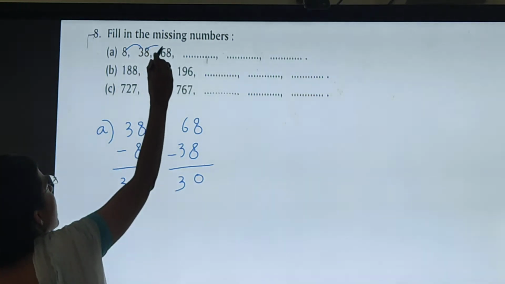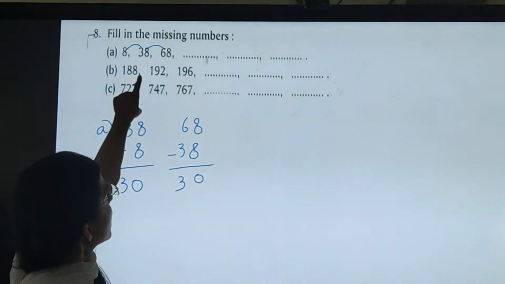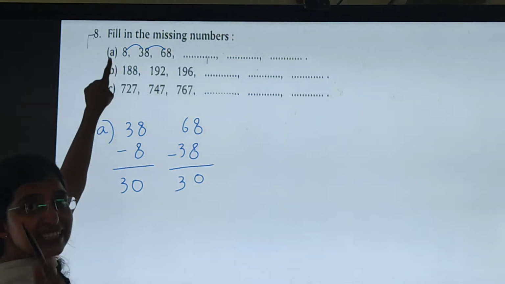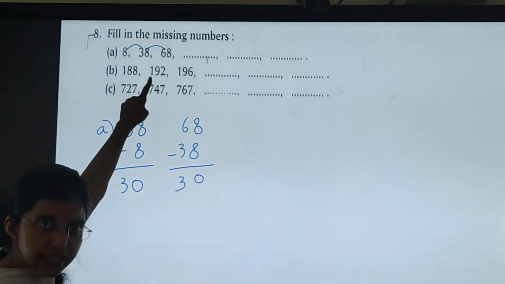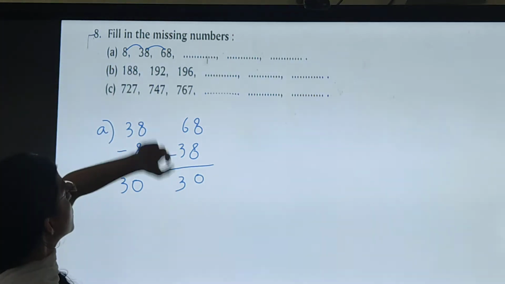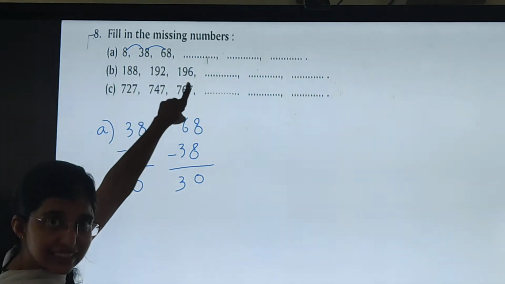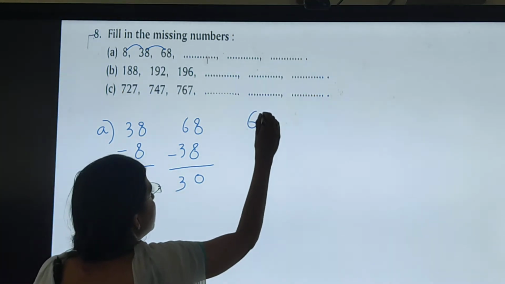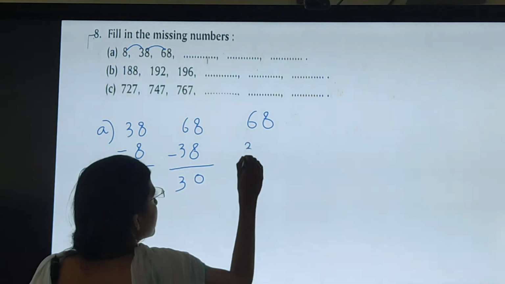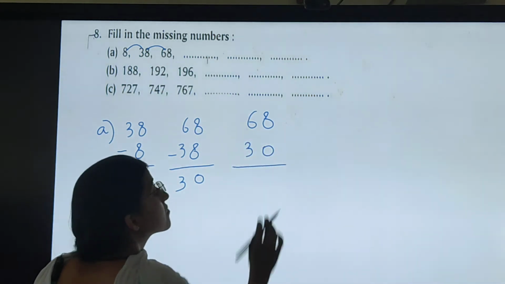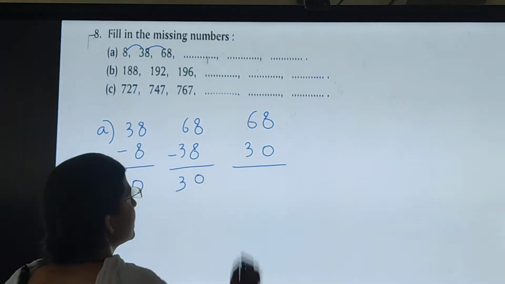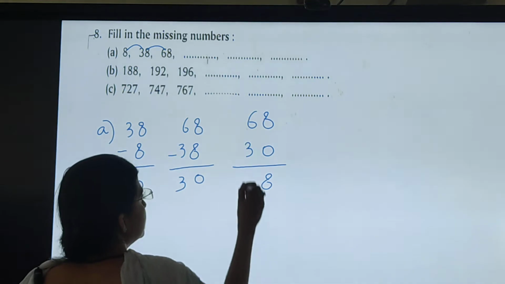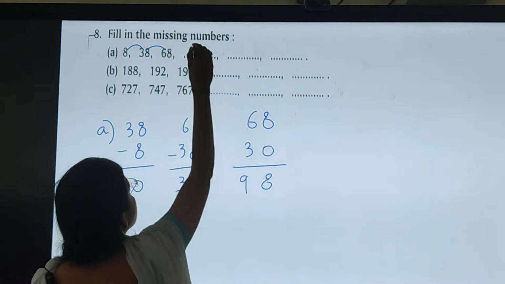If I add 30 to 8, I get 38. If I add 30 to 38, I get 68. Then, if I add 30 to 68, what will I get? Come on, solve this and tell me. 8 plus 0, 8. 6 plus 3, 9. So, I will get 98 here.